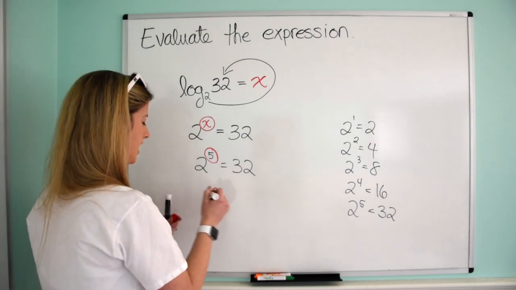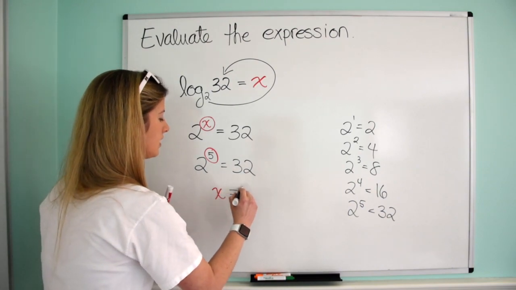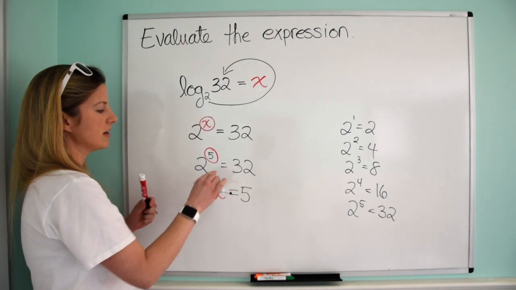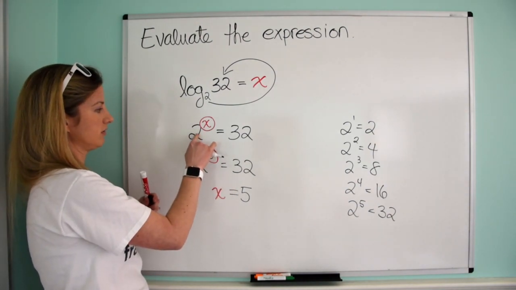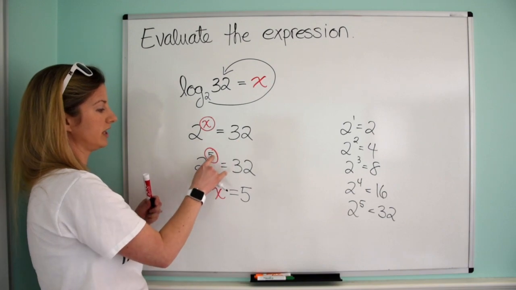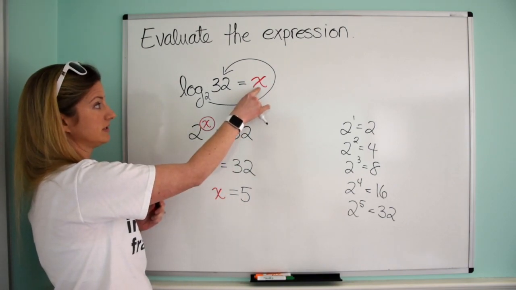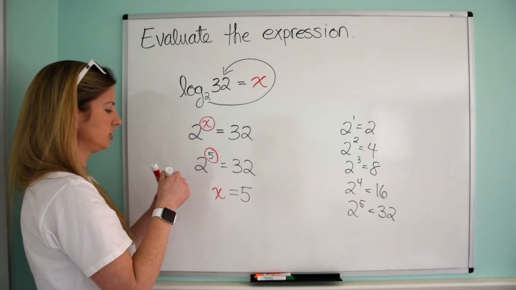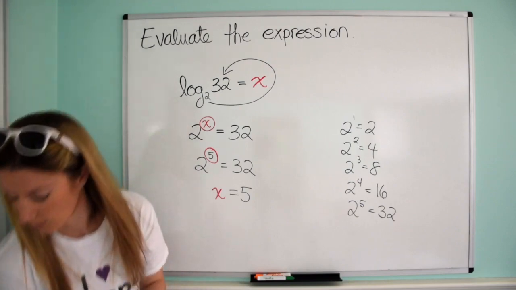So you can write it out as x equals 5. But I don't want to keep my variable in there. It was fine to use it as a placeholder and say, 2 to the what equals 32? Well, I know that's 5, so the what is 5, so x equals 5. So this equals 5. Then you could either rewrite the whole logarithm or just write the answer.